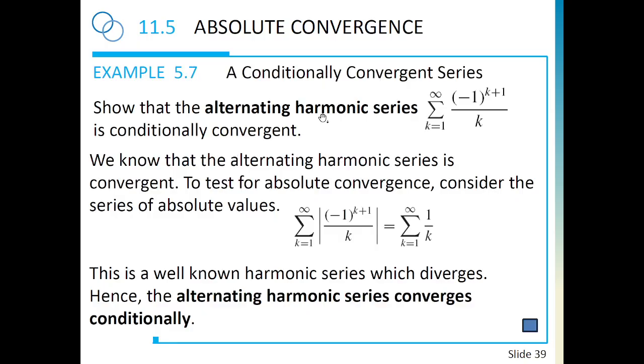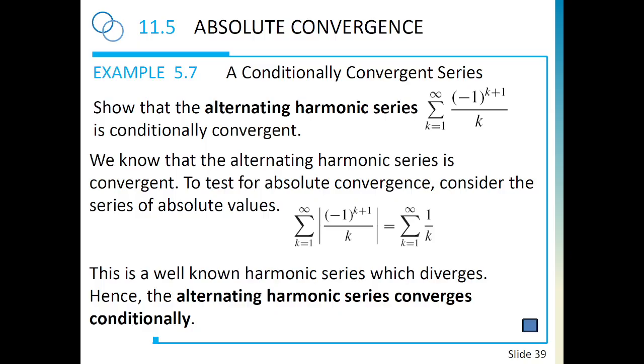Here we have an example of the alternating harmonic series, so 1 over k or 1 over n with a changing sign. We proved already that this is an alternating series. We checked the two conditions: the general term goes to 0, and the next term is smaller than the current term. So both conditions are satisfied for the alternating series test. So using the alternating series test, we proved that this alternating harmonic series is convergent.